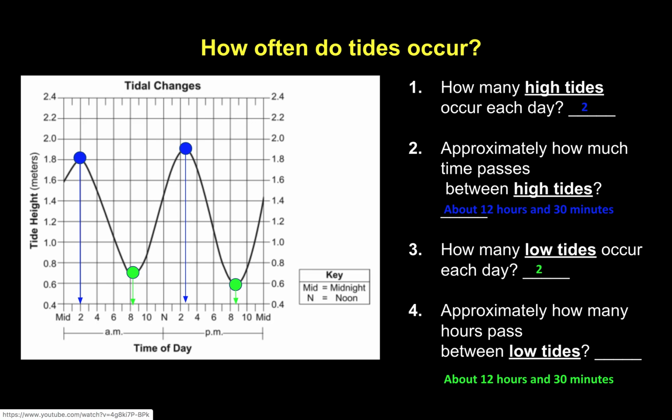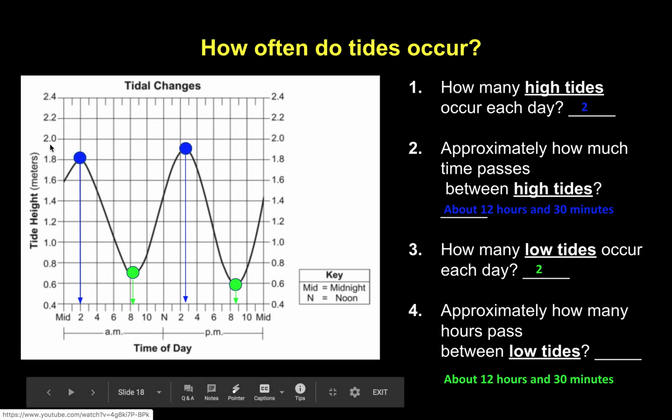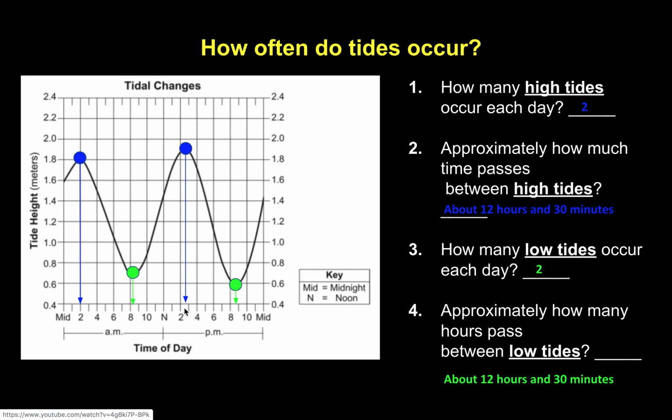And question 2, approximately how much time passes between high tides? If we follow those blue dots down, we can see the time they occurred. So the first high tide occurred at 2 a.m. The second one occurred around 2:30, between that 2 and 3 mark, 2:30 p.m. So the difference is about 12 hours and 30 minutes.